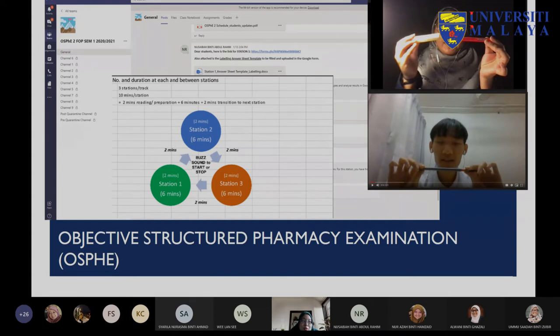So in each channel, there will be an assessor. The assessor also will act as the patient. Okay, so basically, let's say, for example, this patient comes in with stomach pain. So what are the questions the students should be asking, and what are the differential diagnoses that the students should be thinking of? What are the things that the students should be able to give and things like that?